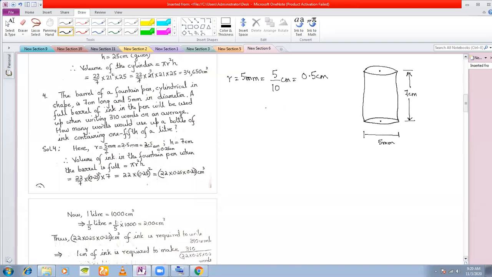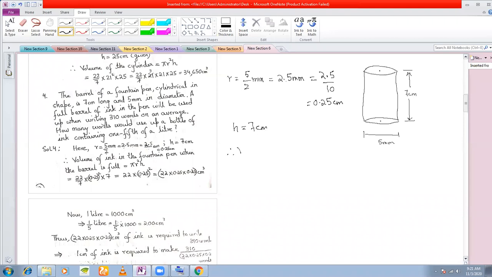Oh, this is the diameter that is given. Sorry. So the radius will be 5 by 2 millimeter, which comes to 2.5 millimeter. Now, because height is given in centimeters, let us convert this to centimeters. 2.5 divided by 10 comes to 0.25 centimeter. So that is what your radius is, and the height is given to be 7 centimeters.